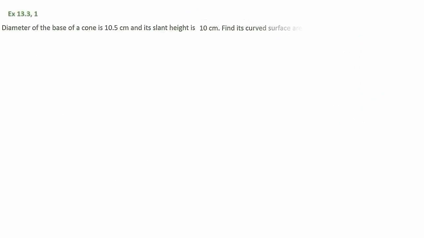Next we shall discuss the exercise questions. First question from exercise 13.3. Diameter of the base of the cone is 10.5 cm and its slant height is 10 cm. Find its curved surface area. Pi value is 22/7, it is given to us. So here we have to find the curved surface area.